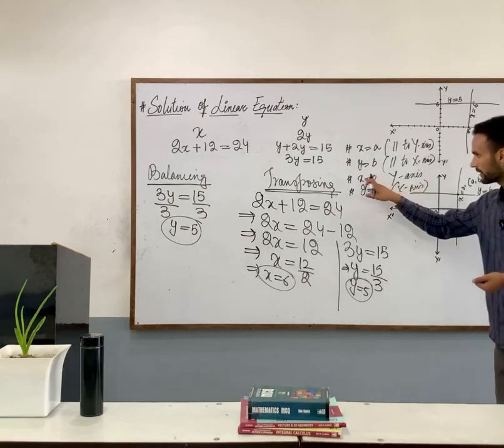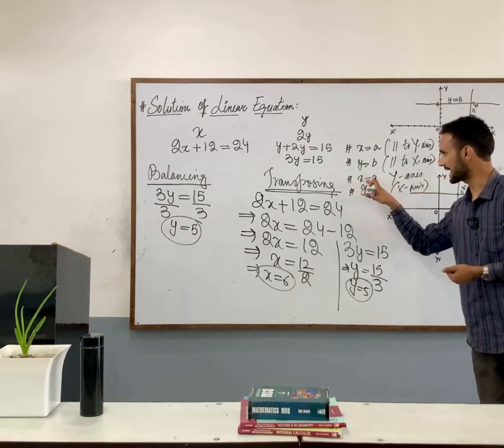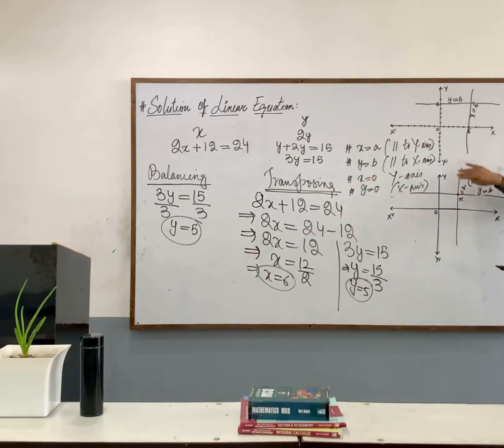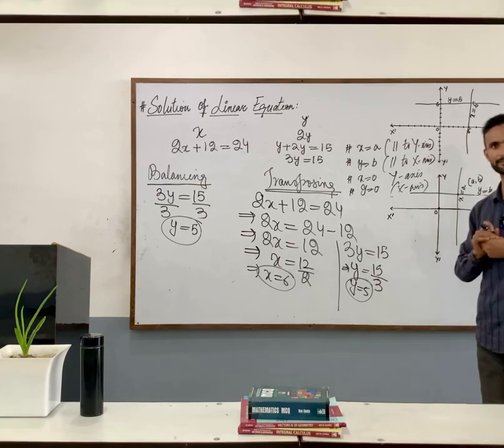Now, where will the graphs of x equals 0 and y equals 0 intersect? We know that x equals 0 means the y-axis itself. y equals 0 means the x-axis itself. We observe that these graphs intersect here. That is, their point of intersection is the origin.